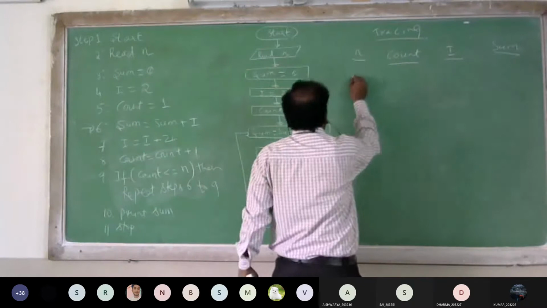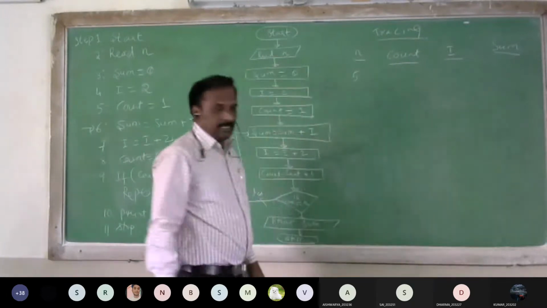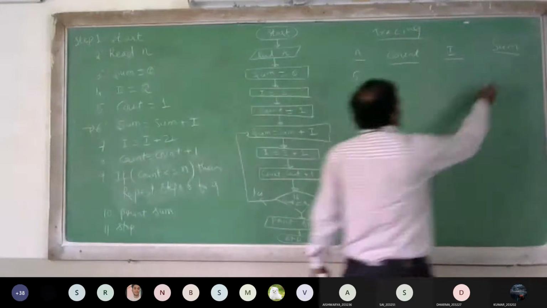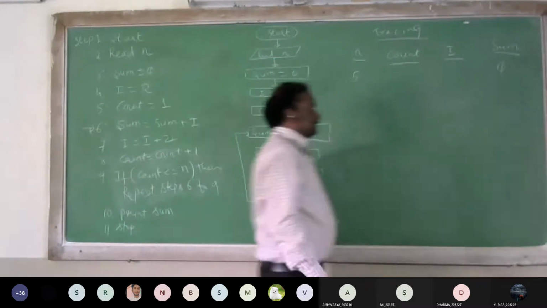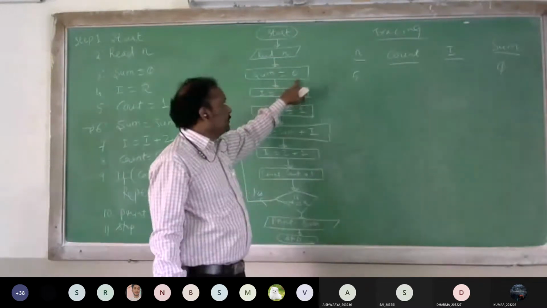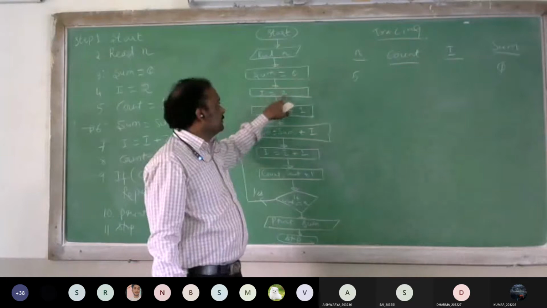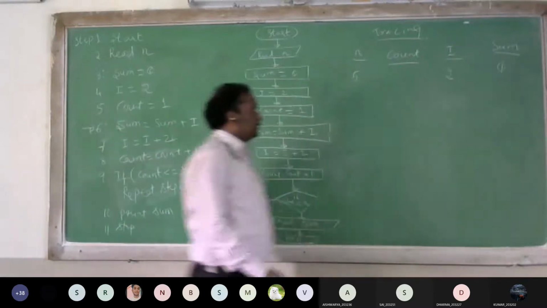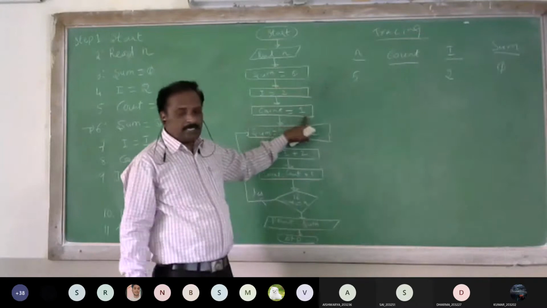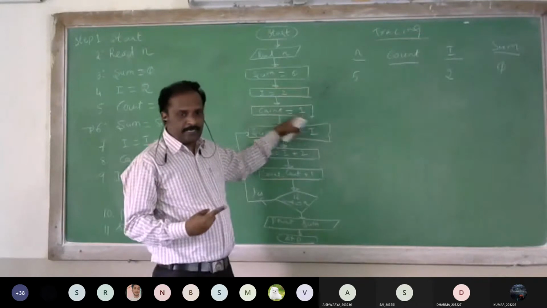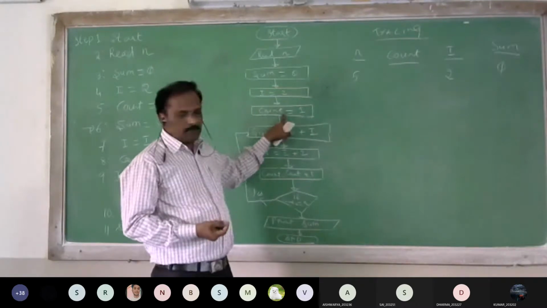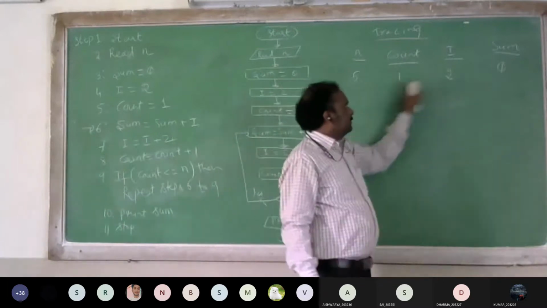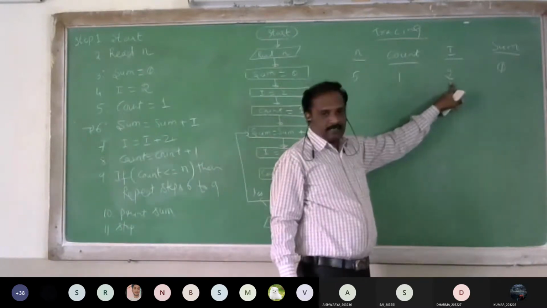Now, what is the initial value? Read n. Say that n is 5. Sum is 0. Sum I initialize with 0 because we have not started adding the numbers. I is equal to 2. First even number is 2. Count is 1. We have got the first even number, which I am representing by using the count.